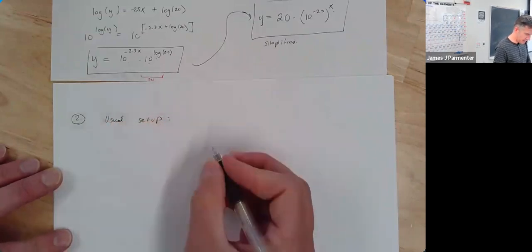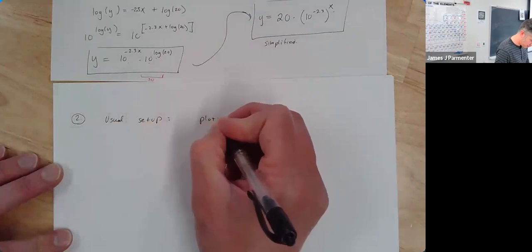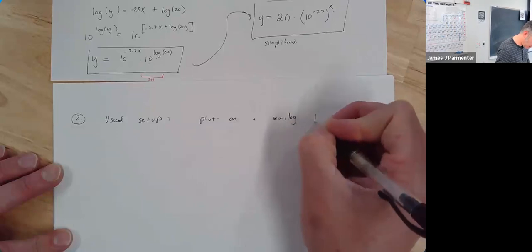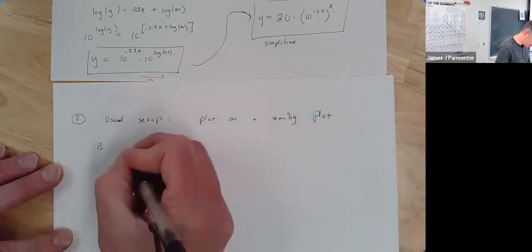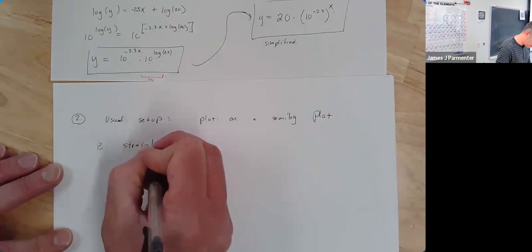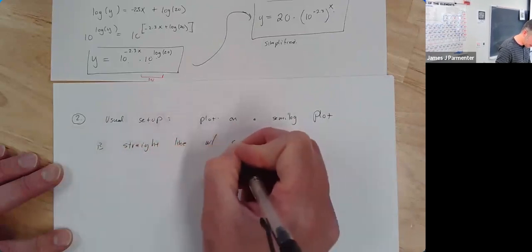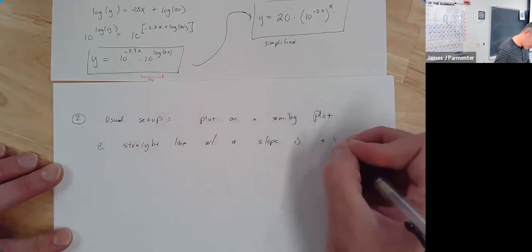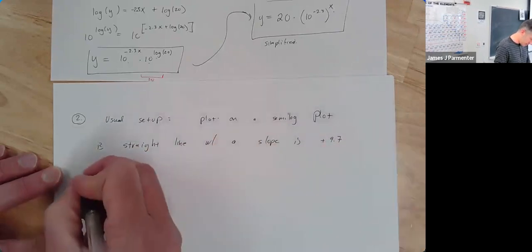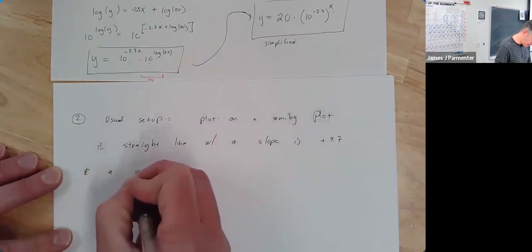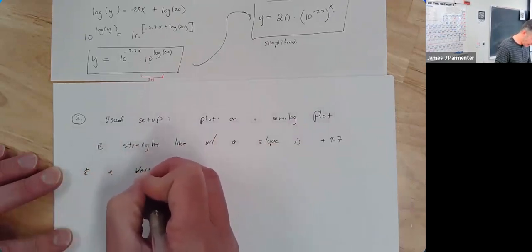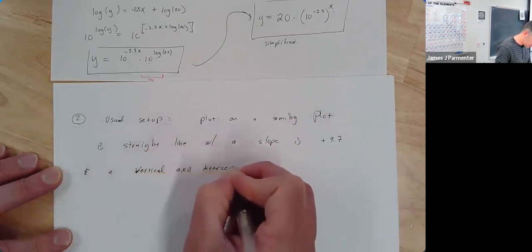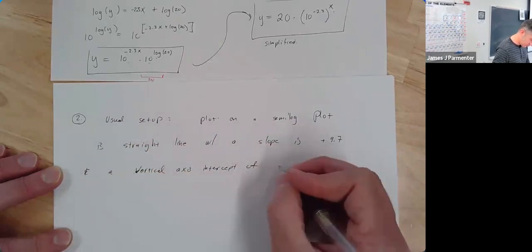We are given, it's the plot on a semi-log plot is still a straight line. It's always going to be a straight line. With, now let's say the slope is positive 9.7 and a vertical axis intercept of 4.1.